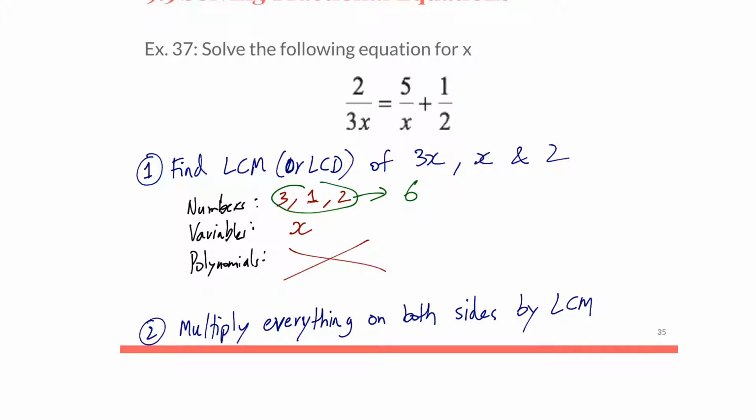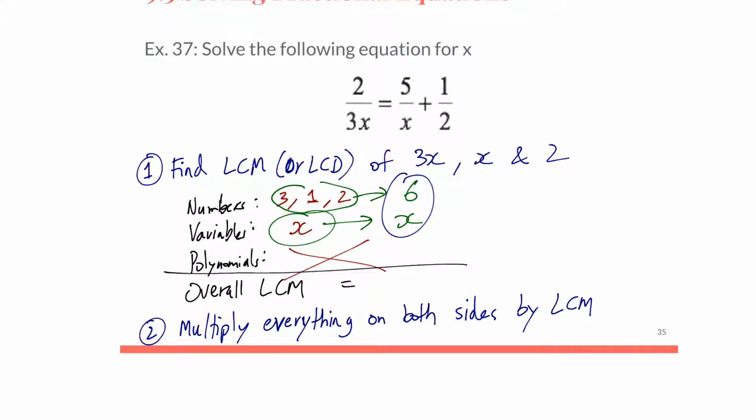There's another situation, by the way. If you had, let's say, an x squared, you could list it as x and x squared, and then the LCM of these two would be the one with the higher exponent. But we don't have an x squared here. It's just one x. So here we just get x. And the overall LCM, or overall LCD, is going to be the product of these two, which is going to be 6x.